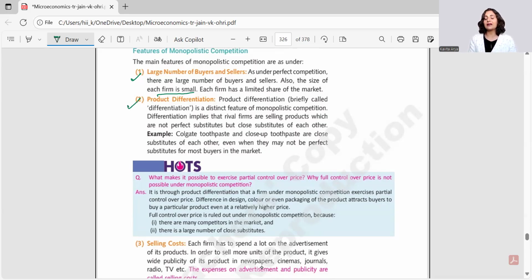Then we have the product. In perfect market, we had a homogeneous product. Here it is a differentiated product, meaning it is replaceable. It can be substituted by the other, but the product in hand has certain features which are unique to it. For example, if you talk about toothpaste, we have Colgate, Close-Up, and 10 more. You can just list them on your fingertips. You can substitute each other, but every company talks about one of its special features, which is called the unique selling proposition, USP, for that product, which makes it different from the other. That's why we say it is a differentiated product.